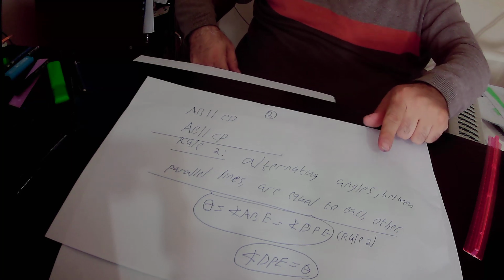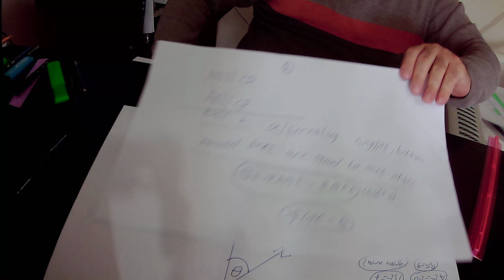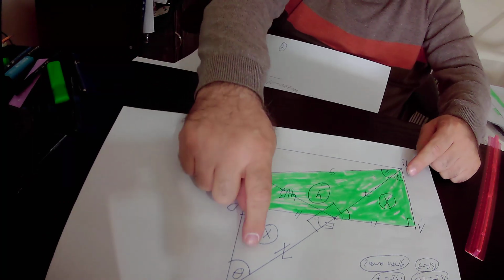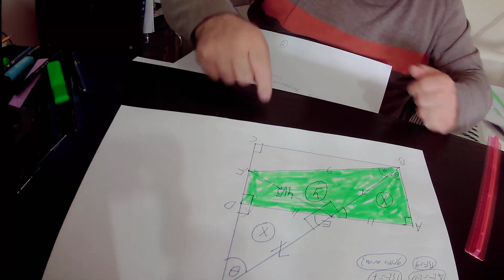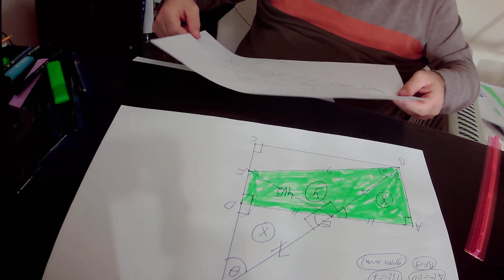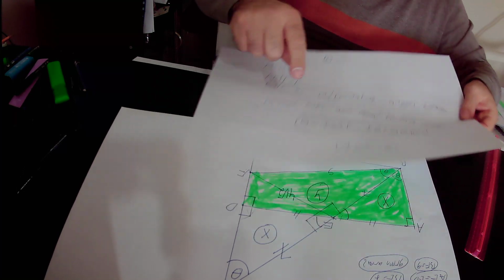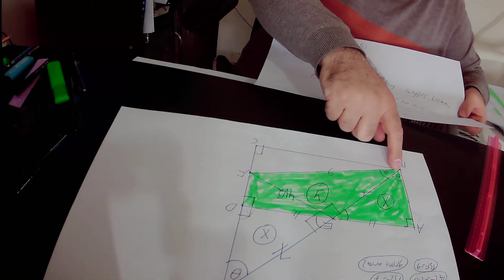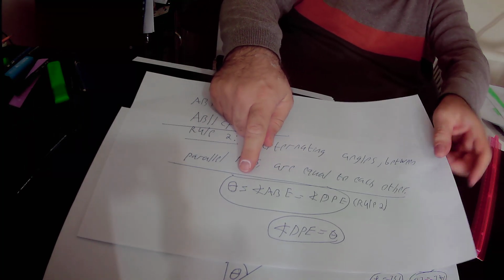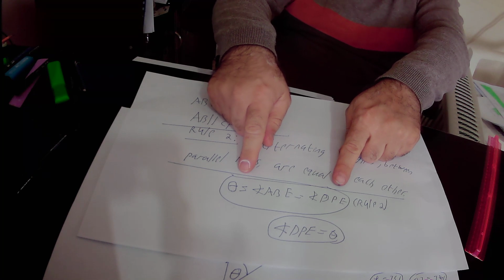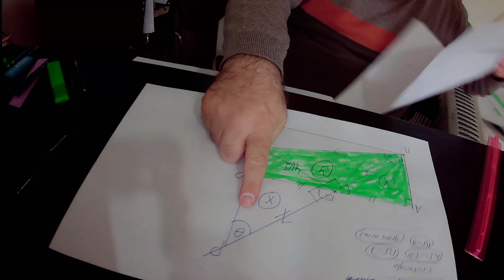And we have rule number 2, that alternating angles between parallel lines are equal to each other. So those two angles, which are alternating angles located between the parallel lines AB and PC, will be equal to each other. That is to say, angle ABE equals angle EDP according to rule number 2. But it is given in the question that this angle is angle theta. So angle ABE is angle theta according to what is given in the question. So from this equality we will conclude that angle DPE also equals theta. This angle is angle theta.